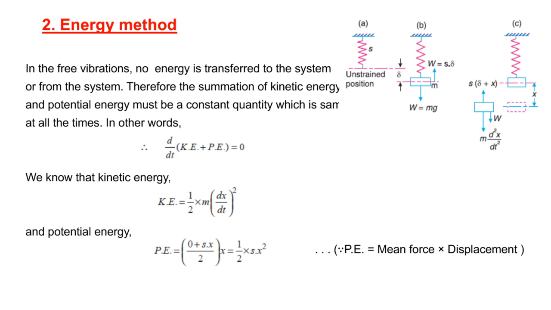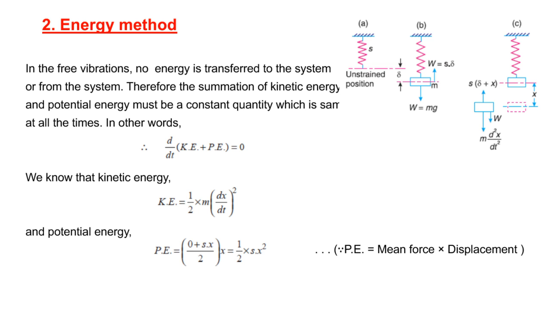zero. Now in free vibration, by the energy method, if you want to find the natural frequency, remember this condition: no energy is transferred to the system or from the system. Therefore the summation of kinetic energy and potential energy must be a constant quantity, which is the same at all times. In the energy method it is considered that the summation of kinetic energy and potential energy is constant.